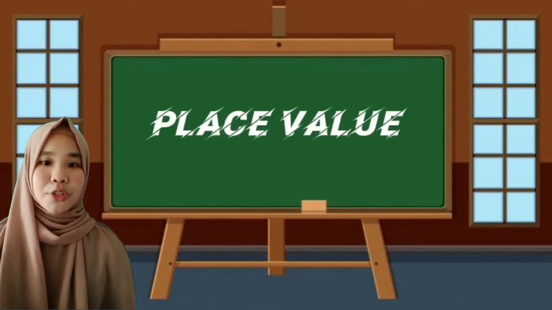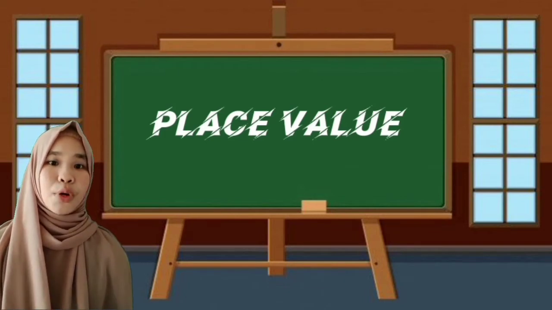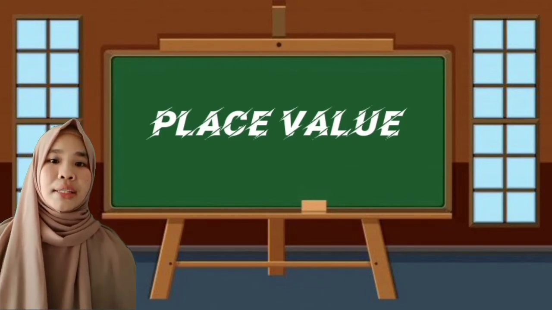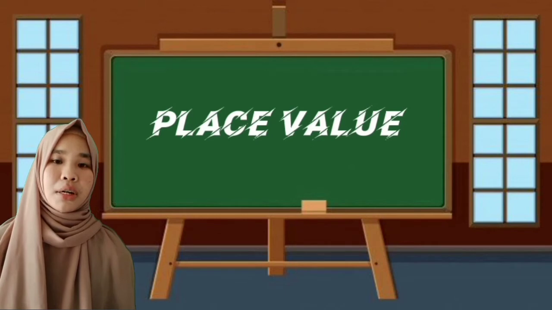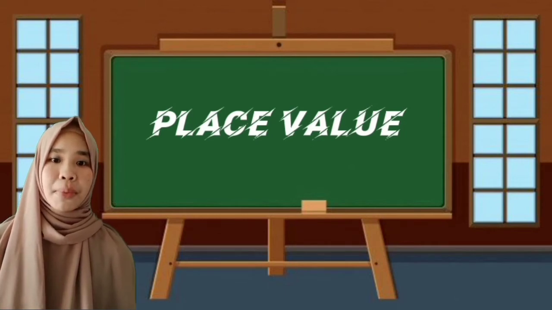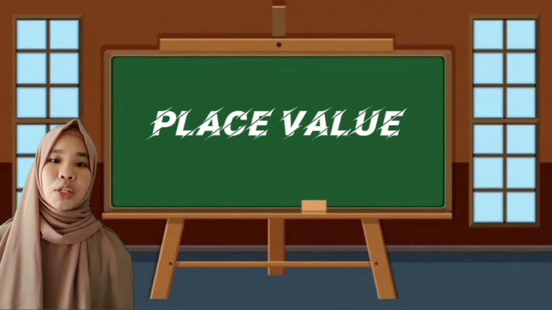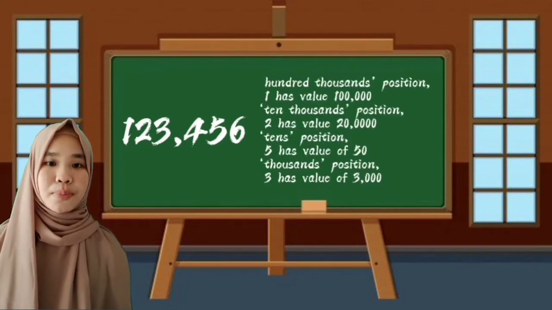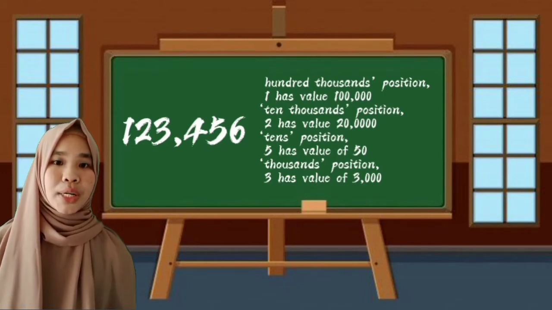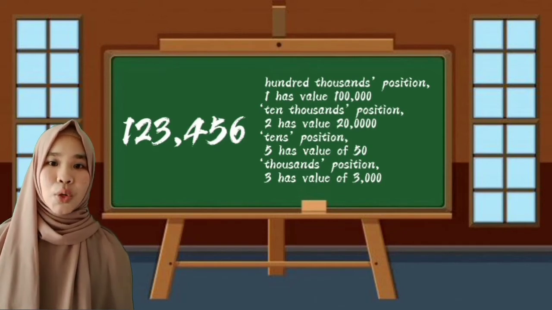Next, B, place value. A place value entails the position of a digit in a number. The value of the digit depends on where it is located within the number. Pay attention to the following example and how every digit within the number is valued based on its location. 123,456. 100,000 position: 1 has the value 100,000, then ten thousands position: 2 has the value 20,000. Thousands position: 3 has the value of 3,000.